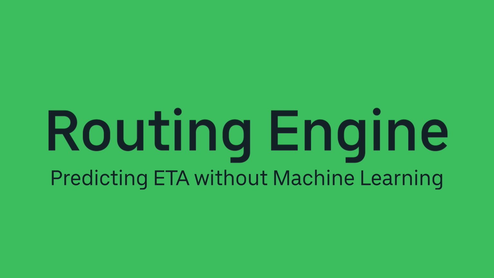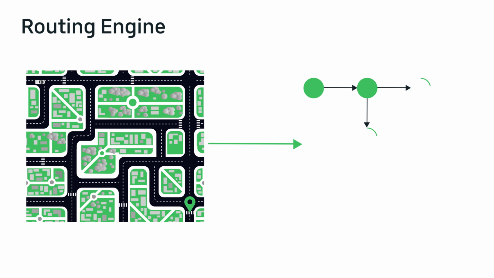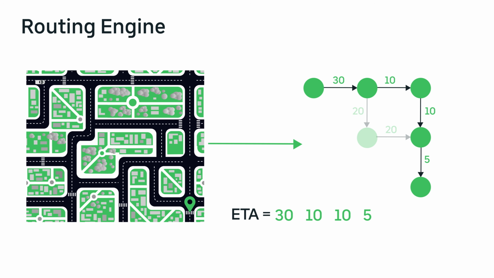Firstly, let us understand classical routing engines that predict ETA without using machine learning. Routing engine first transforms the road network into a directed graph. The weights of the edges of this directed graph represent the estimated time to travel that particular edge. To calculate ETA, we can use the shortest path algorithm and find the minimum weighted path.